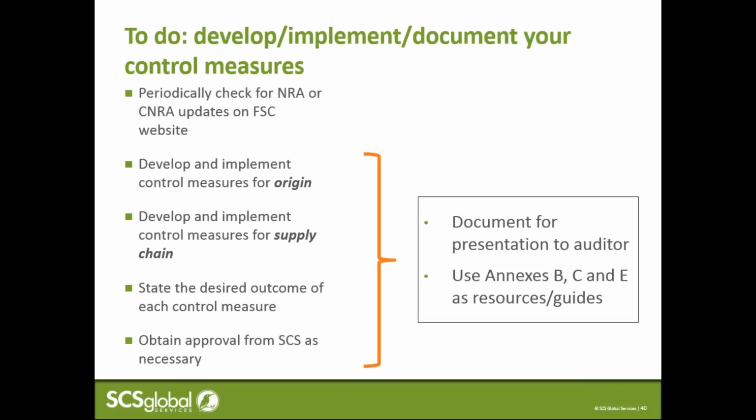Besides developing and implementing your control measures at both the origin and supply chain levels, remember to also state the desired outcome of each control measure and obtain any necessary approval from SCS. Annexes B, C, and E of the standard serve as important resources on the different types of control measures that may be used, as well as specific requirements for certain control measures such as stakeholder consultation and expert engagement.